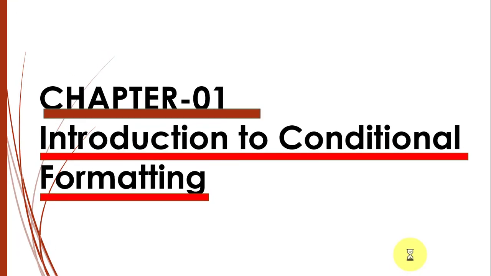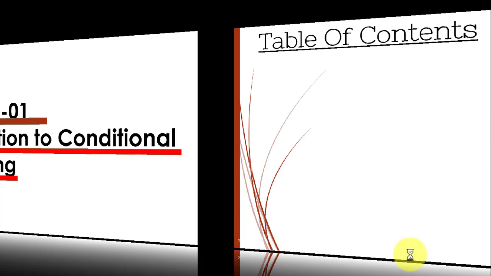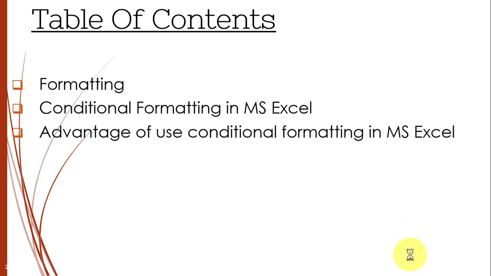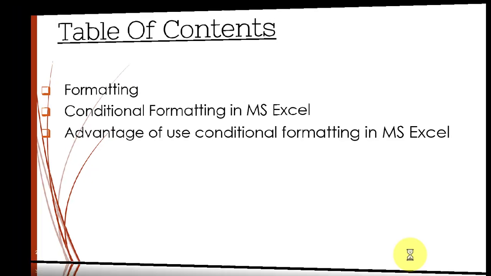Welcome to chapter 1. In this chapter we are going to look at the introduction to conditional formatting. Under this section we are going to look at three parts. The first part, we are going to discuss what formatting is. The second part, we are going to discuss what conditional formatting in Microsoft Excel is. And finally, we will discuss the advantages of using conditional formatting in Microsoft Excel.